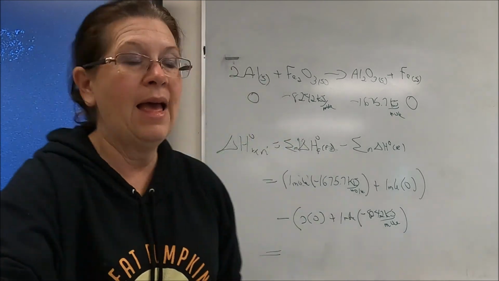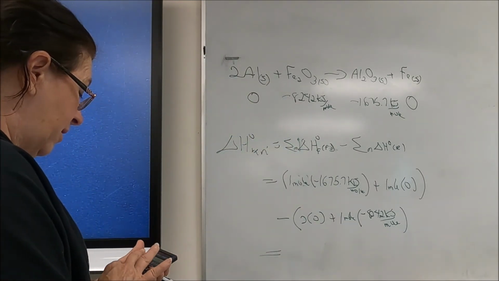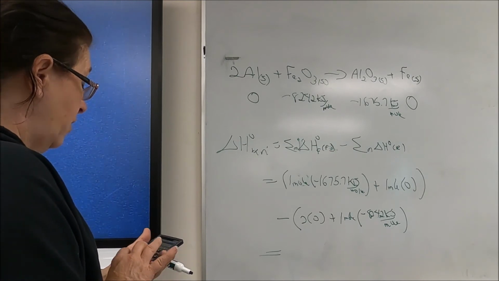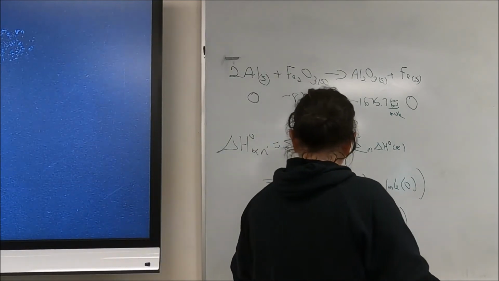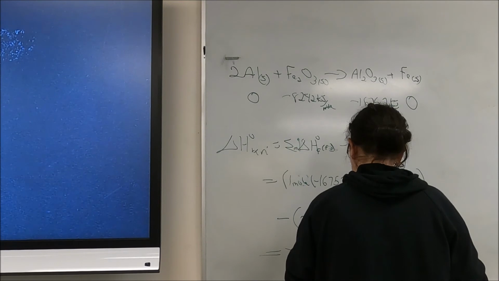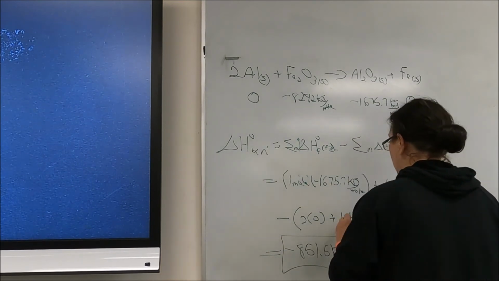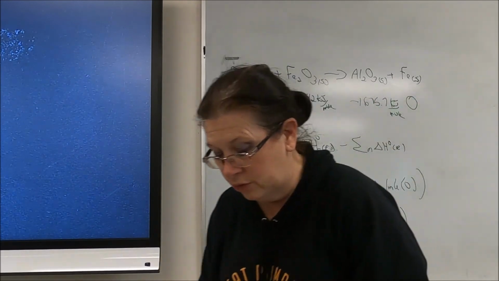So if we do the math, negative 1675.7 plus 824.2, I get a value of minus 851.5 kilojoules. Notice that the moles and moles divide out here. I'm left in units of kilojoules.